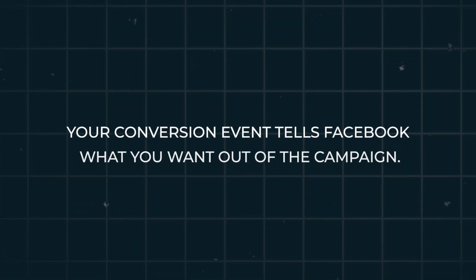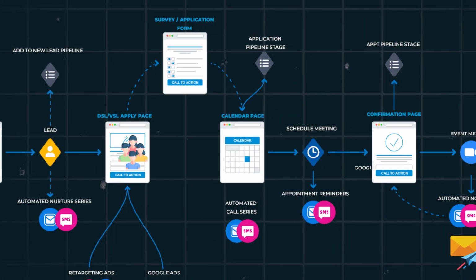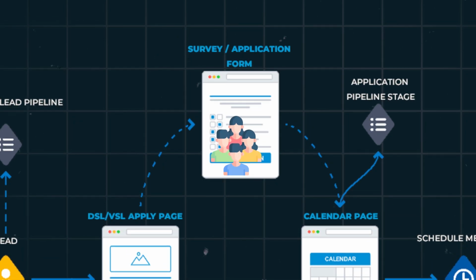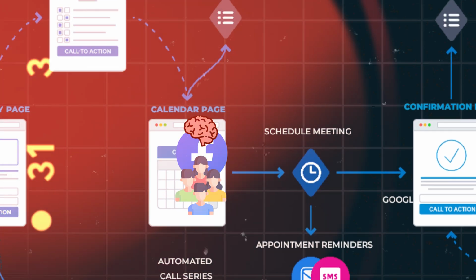So it's the same principle with your conversion event. Your conversion event tells Facebook what you want out of the campaign. A lot of business owners make the mistake of running a lead campaign that optimizes for leads. But do you want just leads, or do you want booked appointments? Do you want proposals signed? After you've got some leads coming through and some appointments on the calendar, you can optimize your Facebook pixel for booked appointments. And then once you have clients, you can optimize your Facebook pixel for proposals signed.